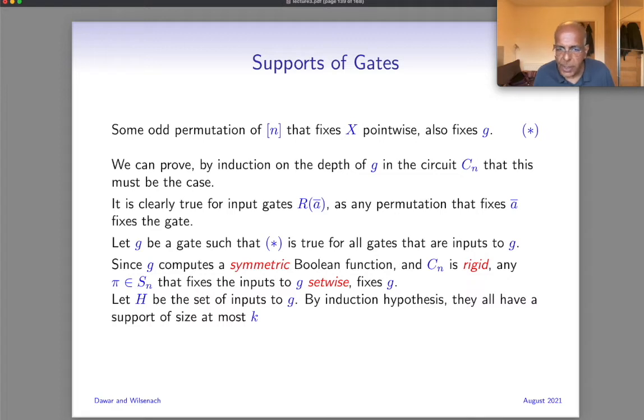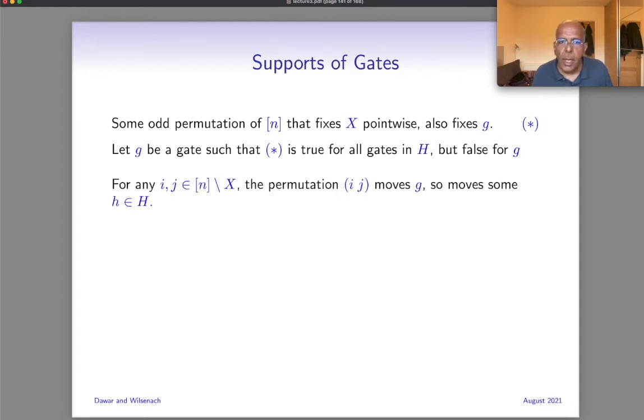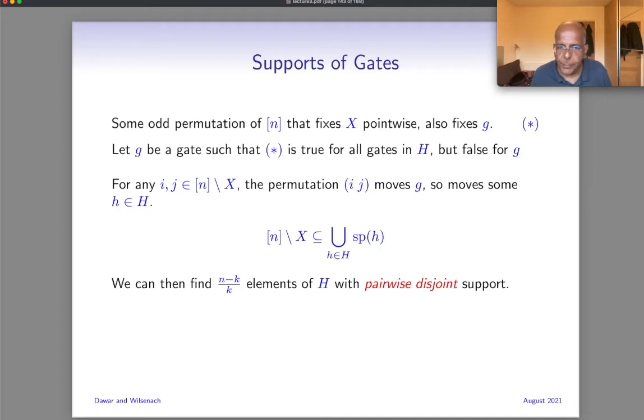So now you consider the set H of inputs to G. By induction hypothesis, they all have a support of size at most k. Suppose, for contradiction, that G is not fixed by any odd permutation that fixes X pointwise. This means that for any i, j, the swap (i j) moves G, so it must move some element of H, because everything that fixes H fixes G. By induction hypothesis, every element of H has a small support, and by this it follows that the union of those is all in the complement of X. Which means we can find a large collection of elements with pairwise disjoint support.